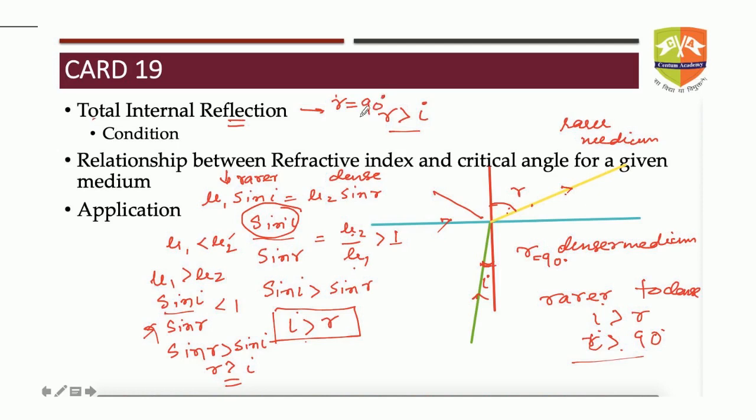Now when you are writing the size and nature of the image, you definitely write it in a very prominent manner so that it is visible to the examiner, because they look at the keywords. So if you don't write virtual, erect, diminished, your marks would be deducted. So write it properly. Okay, next question, just write it.